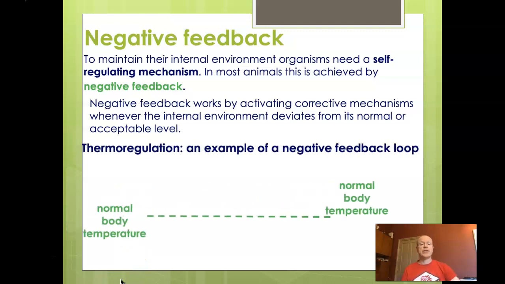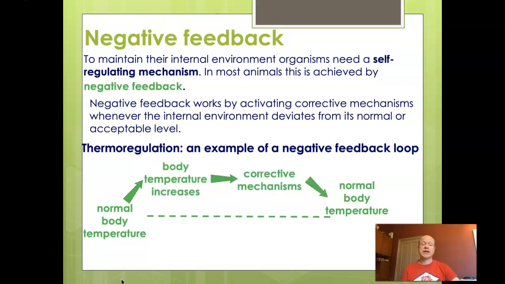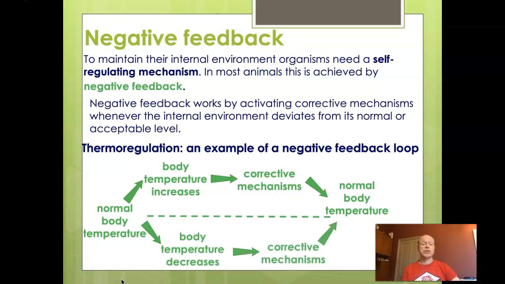So thermoregulation, or temperature regulation. We'll be doing a lot more about this in our next unit. So normal body temperature. If there is an increase in body temperature, there is a corrective mechanism which brings our body temperature back down, but it usually keeps decreasing until you need to do something to bring it back up, and bring it back up and so on. So we've got this constant fluctuation up, down, up, down, up, down of temperature.